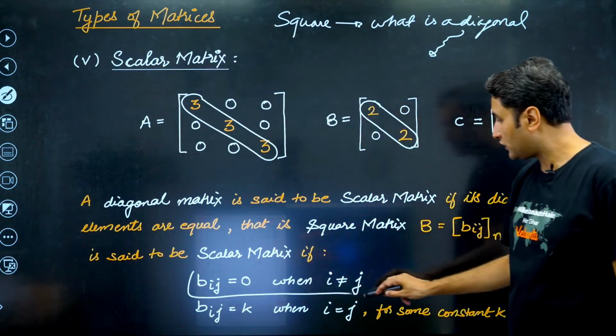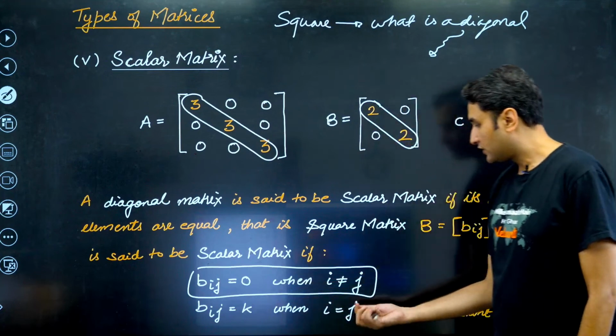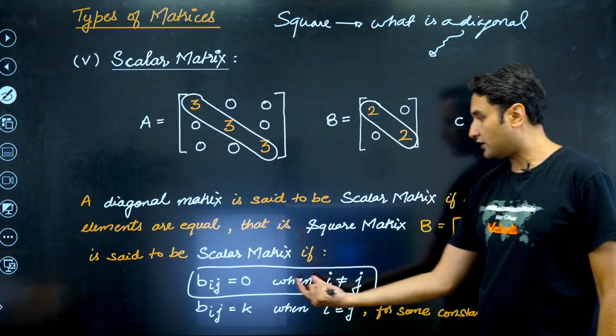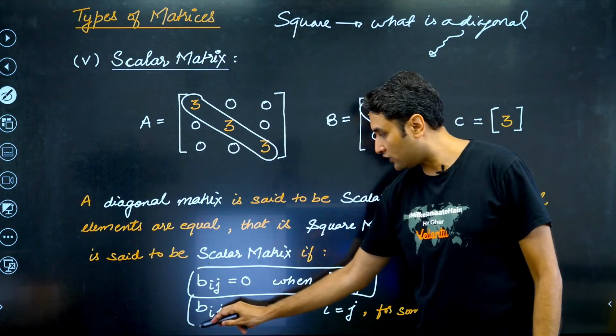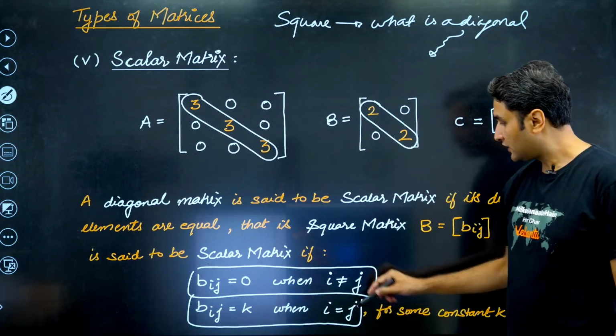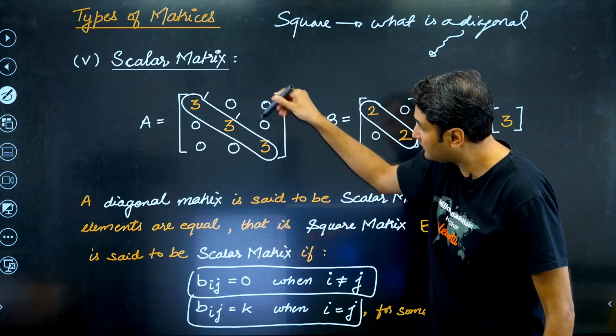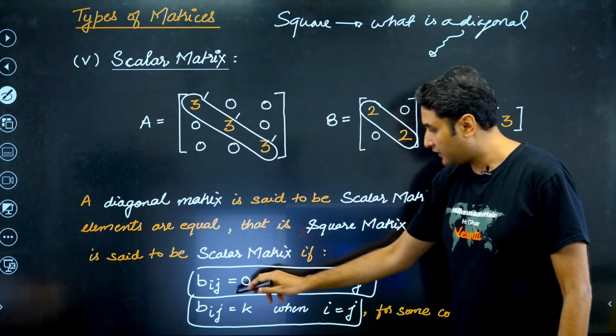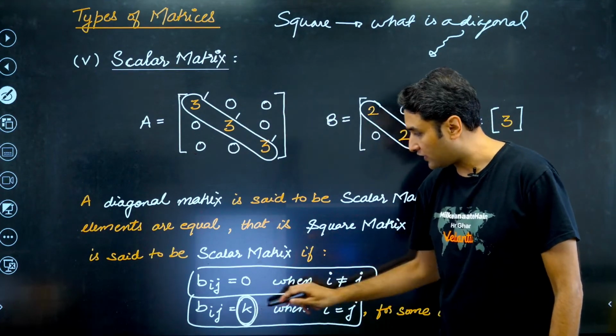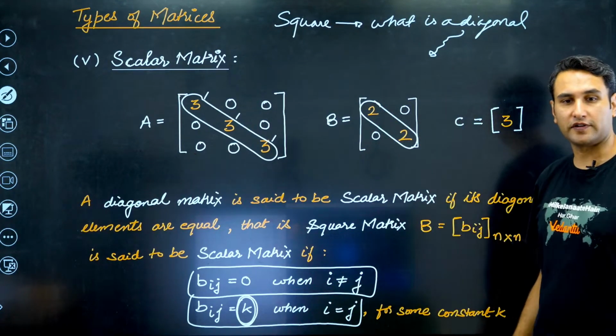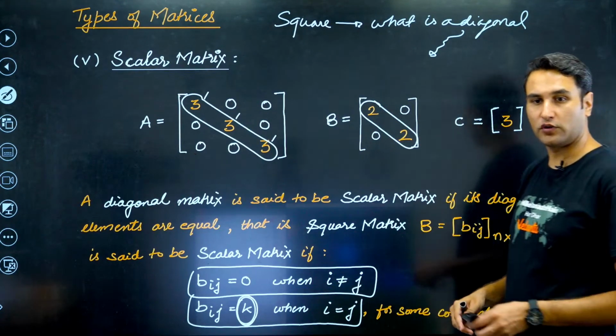Bij equal to 0 if i is not equal to j. All elements other than the diagonal are 0, and all the diagonal elements, when i is equal to j, are equal to the same number k. Then it is a scalar matrix. Got it? I think it's clear to all of you.